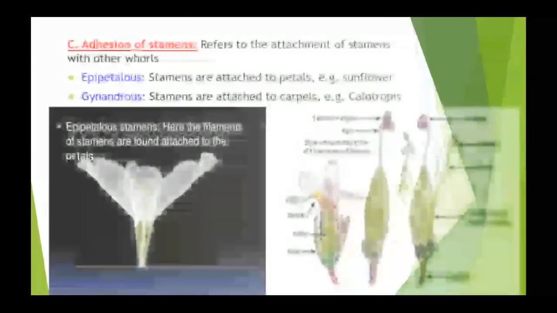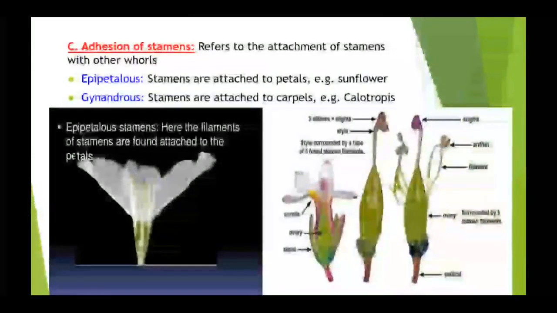And the next category is adhesion of stamens. The first category was cohesion of stamens, which means how stamens are arranged together or attached together. Here we can see the attachment of stamens with other whorls. The first one is epipetalous. Epipetalous means it is related with petals, so attachment of stamens with the petals.